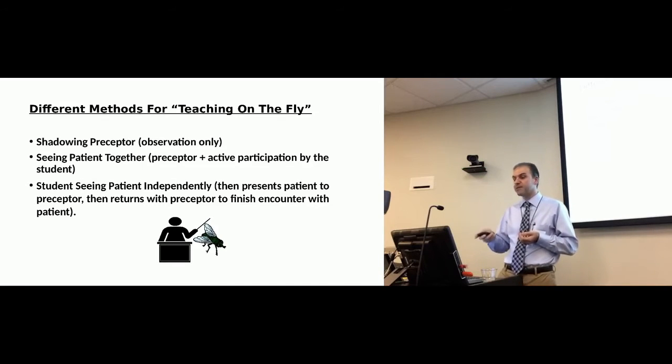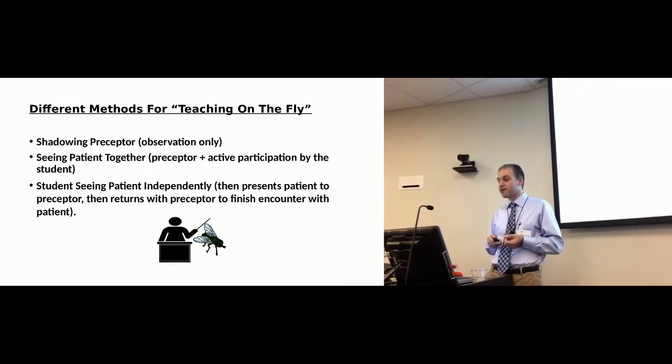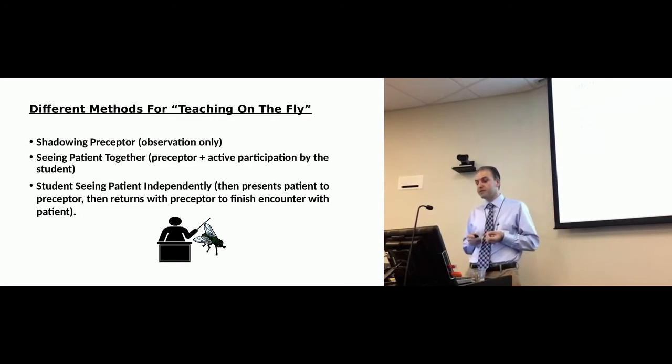And there's really three methods here of teaching on the fly. First one is more of an observational method, shadowing, sometimes referred to as modeling. And then seeing the patient together with the student is another type. And obviously then the student themselves can see the patient independently, and they can do that and then report to you, and then you can return and finish the encounter with the student and the patient. That's the conventional method. I'll show you a different way of doing that.